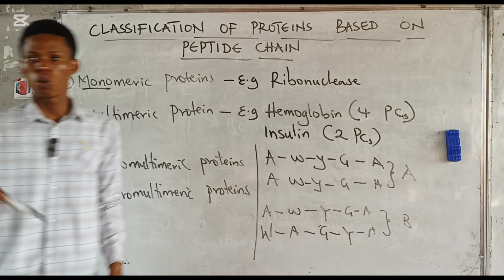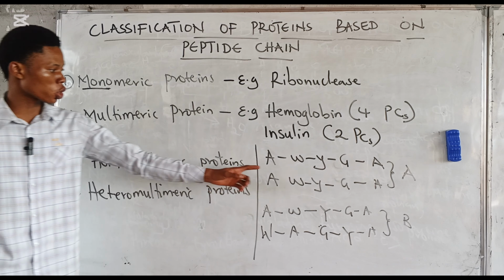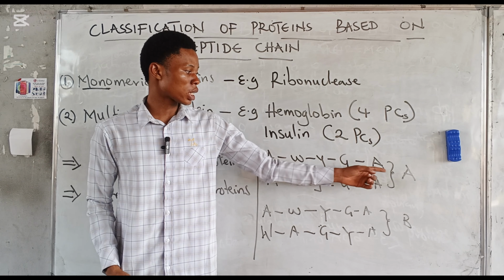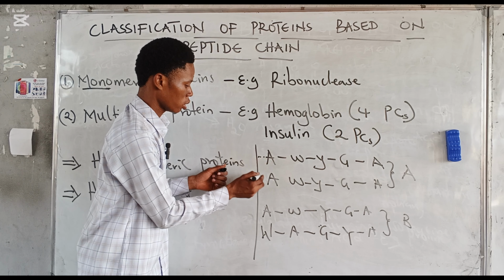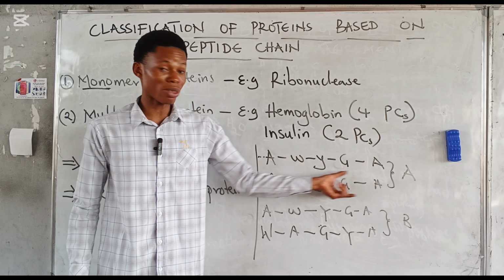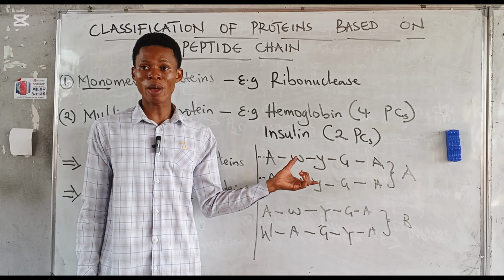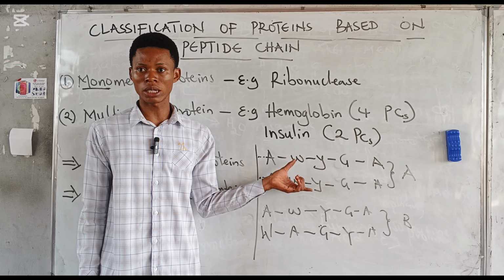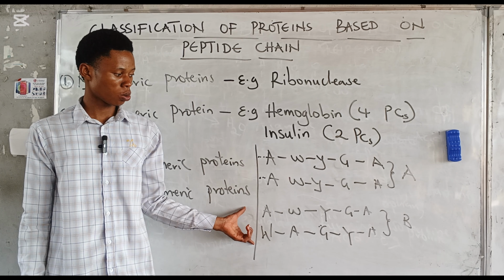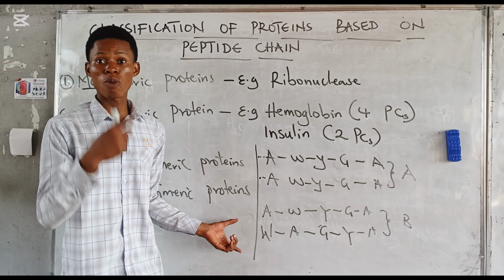Now please look up. We have 2 proteins on the board. Protein A and protein B. Assuming this is a polypeptide chain, right? This is another polypeptide chain, right? How many polypeptide chains do we have in protein A? 2 polypeptide chains. So is it monomeric or multimeric? Multimeric, right? How many polypeptide chains do we have here also? Is it monomeric or multimeric? Multimeric, right?